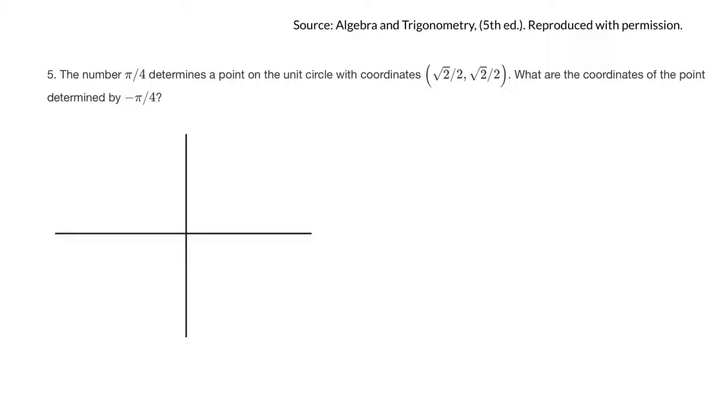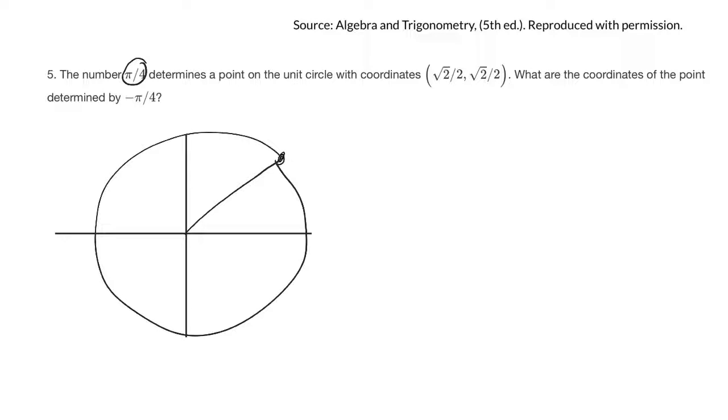Circle, reflections, and then a few that deal with graphs and reflections of graphs. Okay, the first question says the number pi over 4, well, that's an angle, and that angle will be over here, right about there. Determine the point on the unit circle, right, that point right there, which is root 2 over 2 and root 2 over 2.